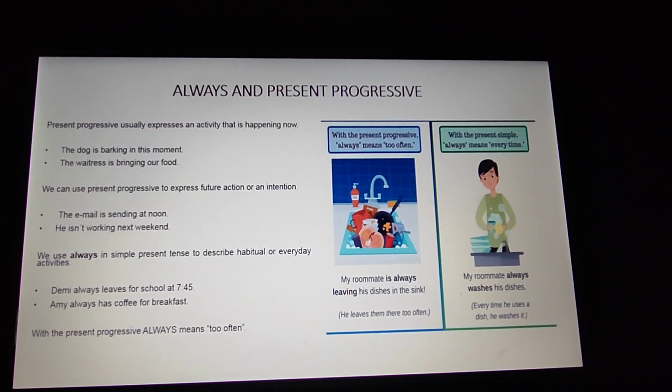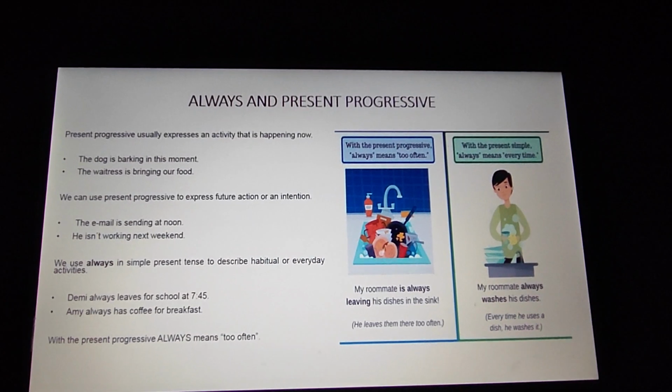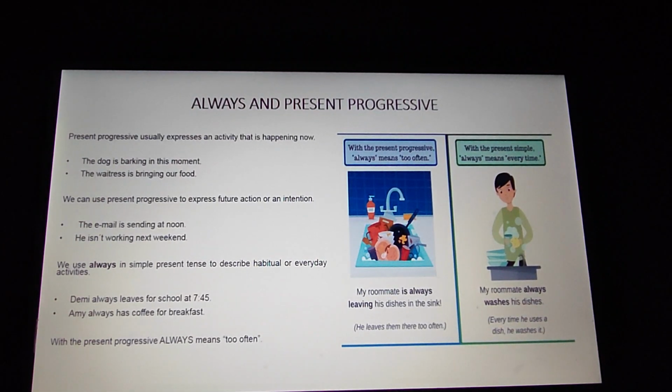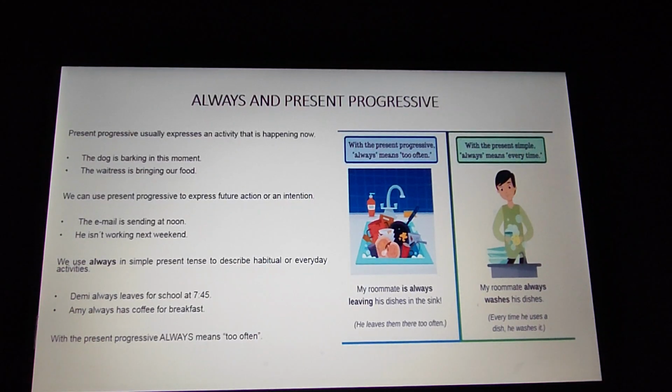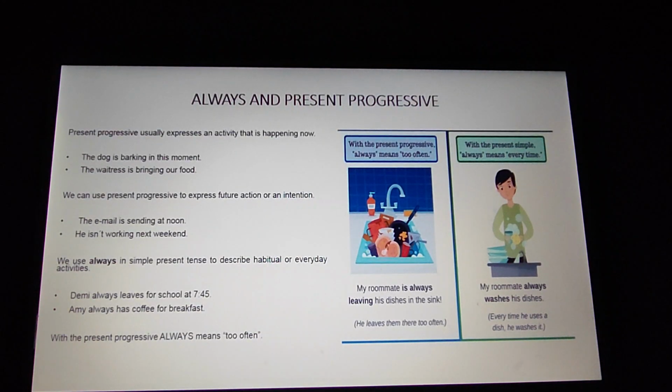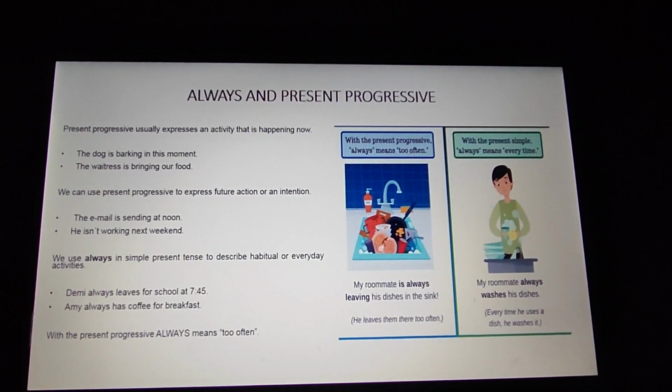Always and present progressive. We can use present progressive for expressing activities that are happening now, to express a future action or an intention, and with always plus present progressive to describe habitual or everyday activities. Let's look at the examples.